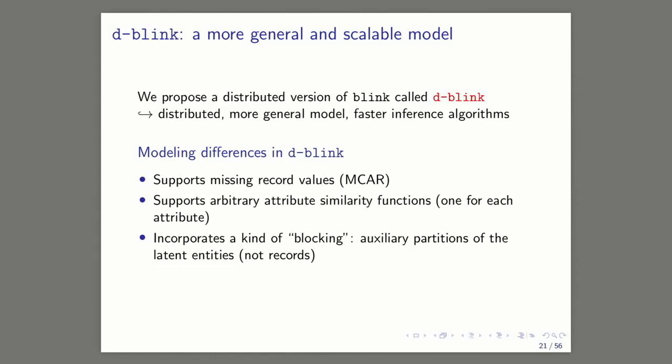So there are a lot of differences in this model versus the previous model. The modeling differences, for example, are supporting missing record values. So far we're just doing missing completely at random. Something we'd like to do in the future is missing not completely at random, but that's much harder. We're also supporting arbitrary attribute similarity functions, one for each attribute. We found that this is quite important to do.